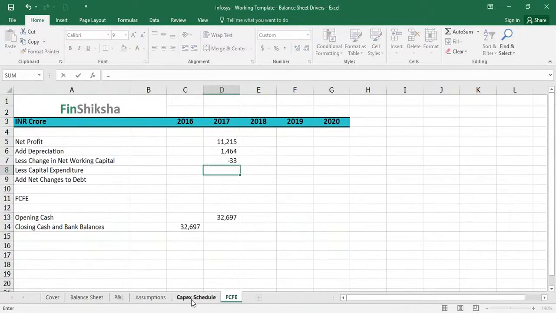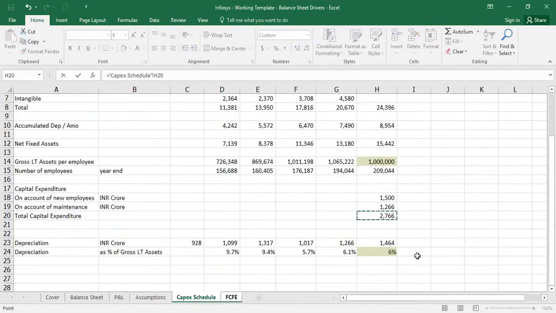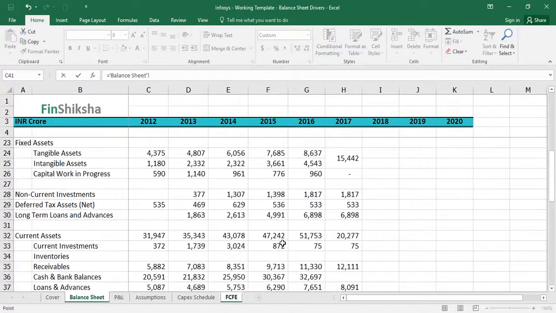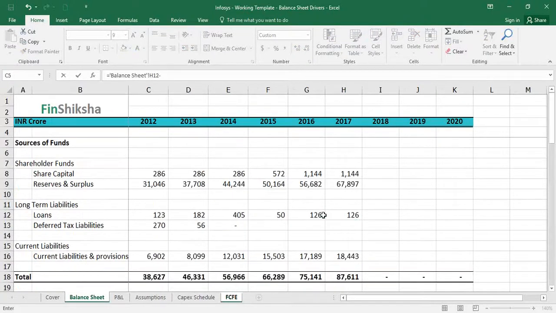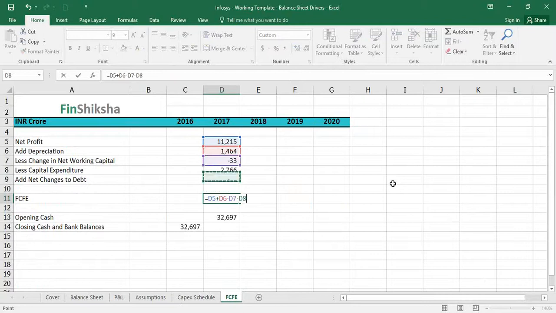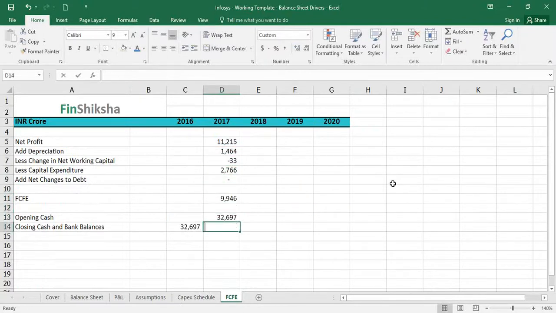Capital expenditure available on the CapEx schedule. Total capital expenditure 2766. Changes to debt. There is no assumption here. So I can just go here. This minus the previous year. Just in case we change that assumption, gives me the debt. Let's add 11,215 plus depreciation minus change in net working capital minus capex plus any changes to debt. That gives me the total cash flow.